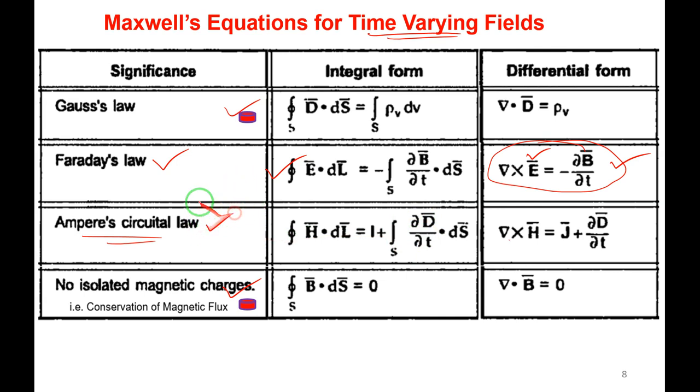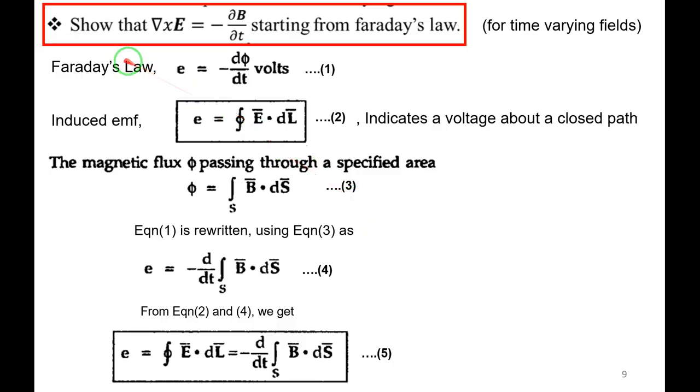Only these two laws vary for time varying fields: Faraday's law and Ampere Circuit Law. We will see the derivation for this, though actually we will not call it a derivation but a justification. Others we are familiar with, so we will not see their derivation. We'll see the derivation of the point form of Faraday's law and the point form of Ampere Circuit Law with respect to time varying fields.